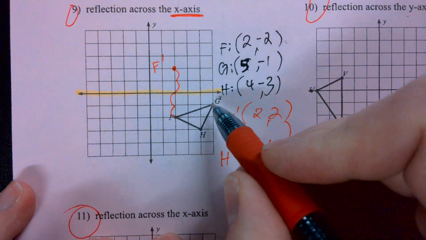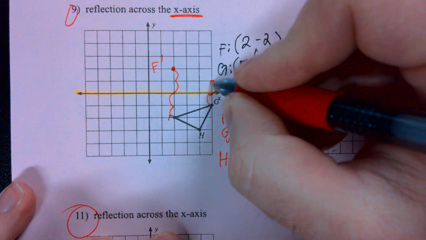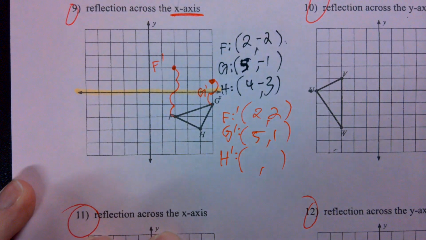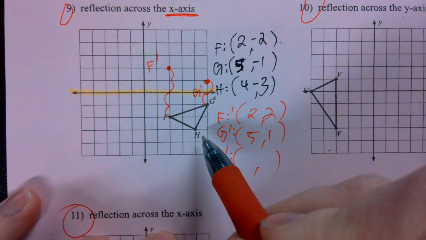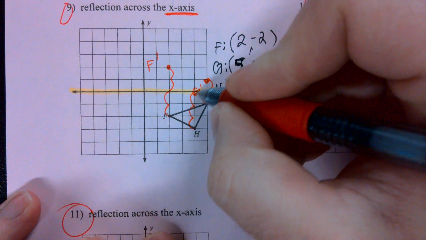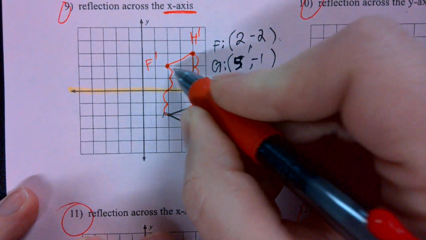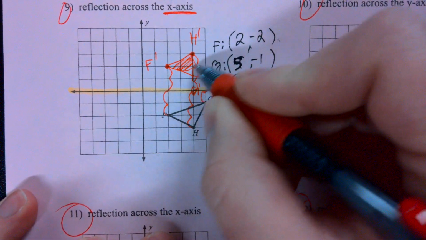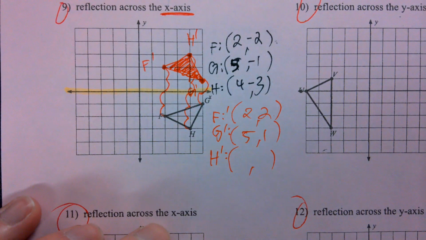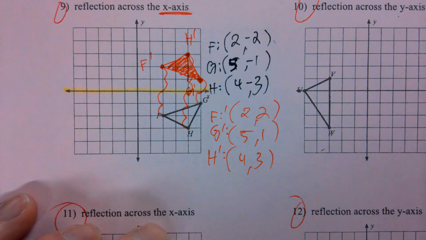Then we go over to G. G is only 1 space away from that line of reflection, so we're going to go 1 space past the line of reflection. We'll call that G prime at 5, 1. And point H is 1, 2, 3 spaces away. We're going to go 1, 2, 3 spaces past. There's my H prime. And my reflected triangle looks just like that. H prime being at 4, 3.